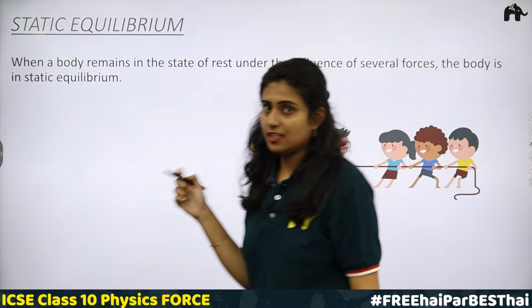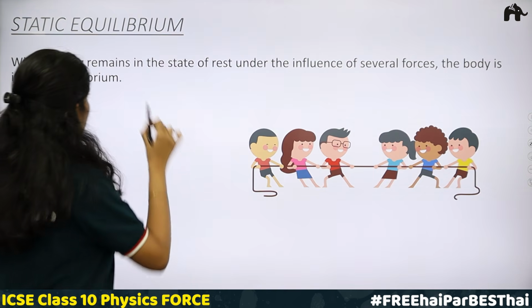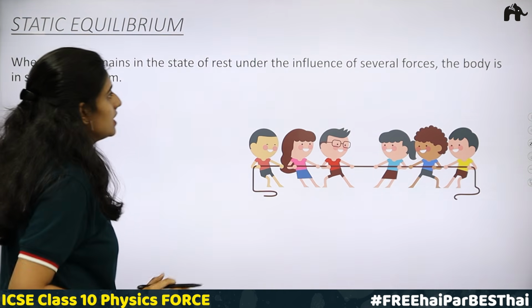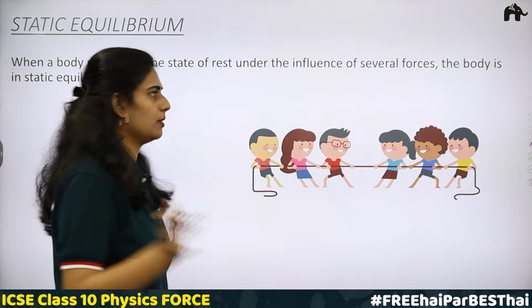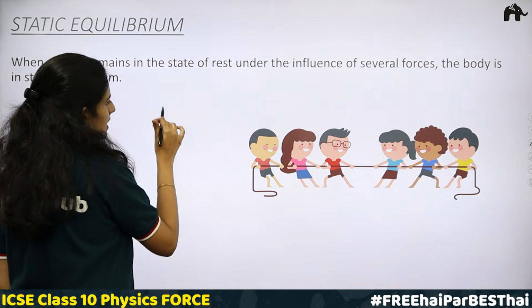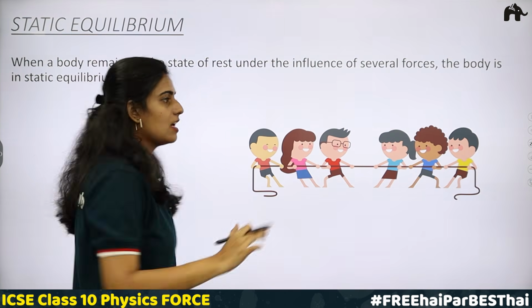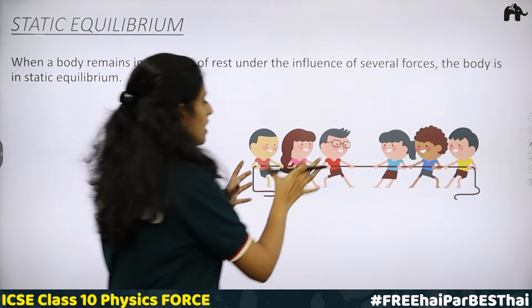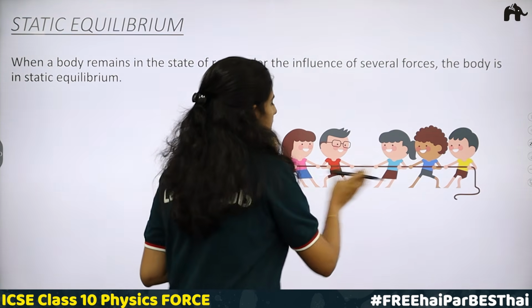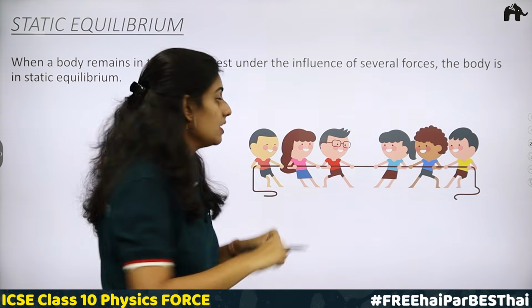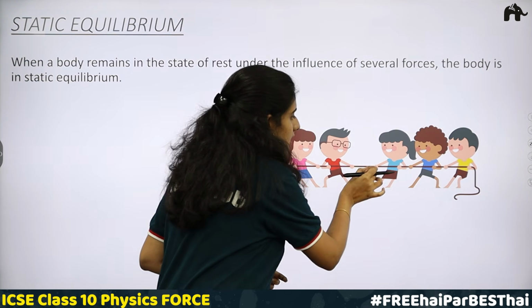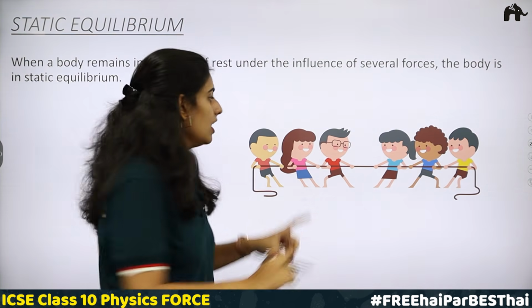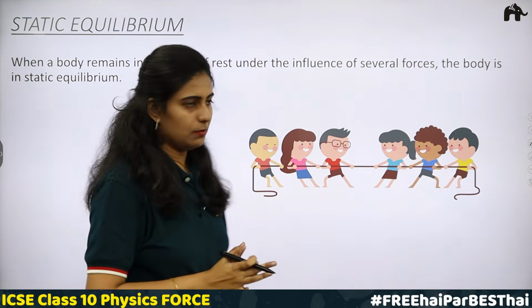First one, static equilibrium. When a body remains in the state of rest under the influence of several forces, the body is said to be in static equilibrium. With a simple example, we will understand. So here, this tug of war is an example of static equilibrium. What is happening? All these children are applying force. All of them are pulling the rope. Is there any change in its position? Is there any change in its state of rest? No, right? It is said to be in static equilibrium.